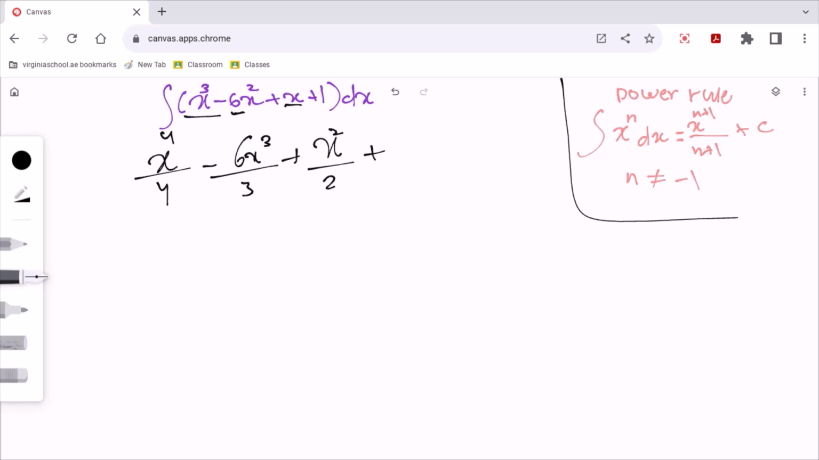Anytime you have just a constant, the integral of that will just be the number times x. So the integral of 1 is 1 times x, or just x. So it will be 1x plus c. We put this plus c as a placeholder, and it represents all possible antiderivatives. This is the final answer.